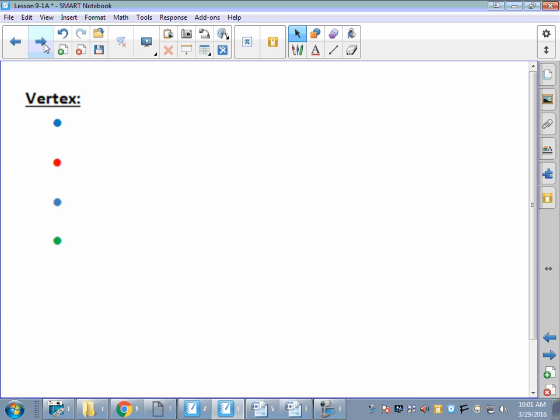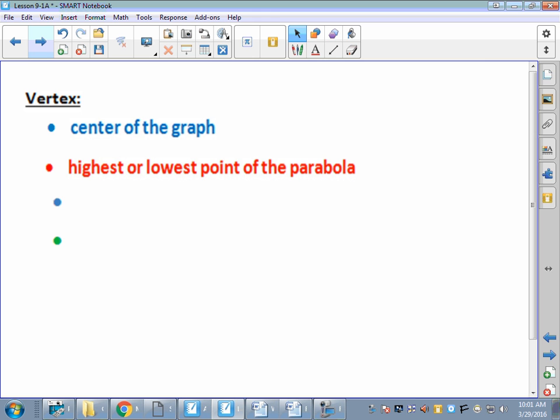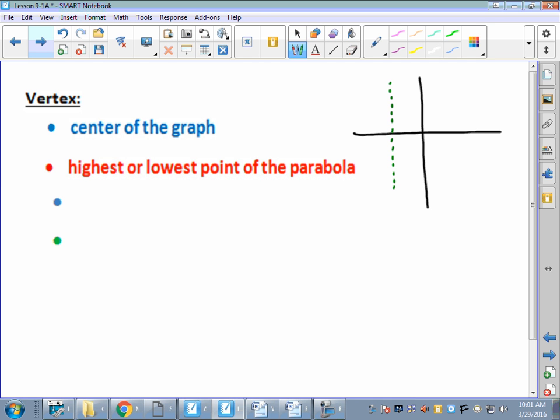Vertex is kind of the center of the graph. It's also going to be either your highest or your lowest point of your parabola. So I've got my dotted axis of symmetry. So here's my vertex. It lies on the axis of symmetry.